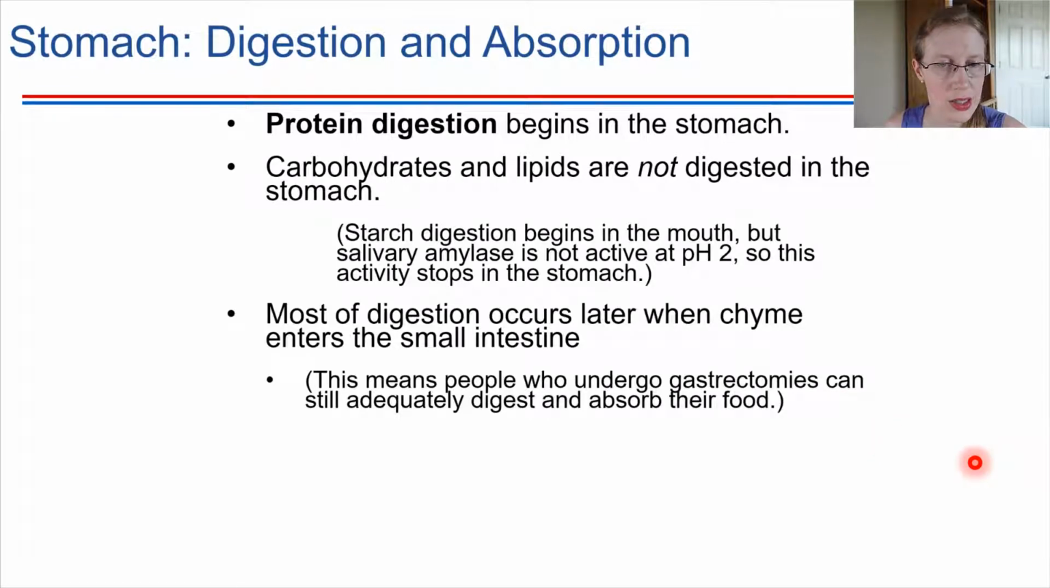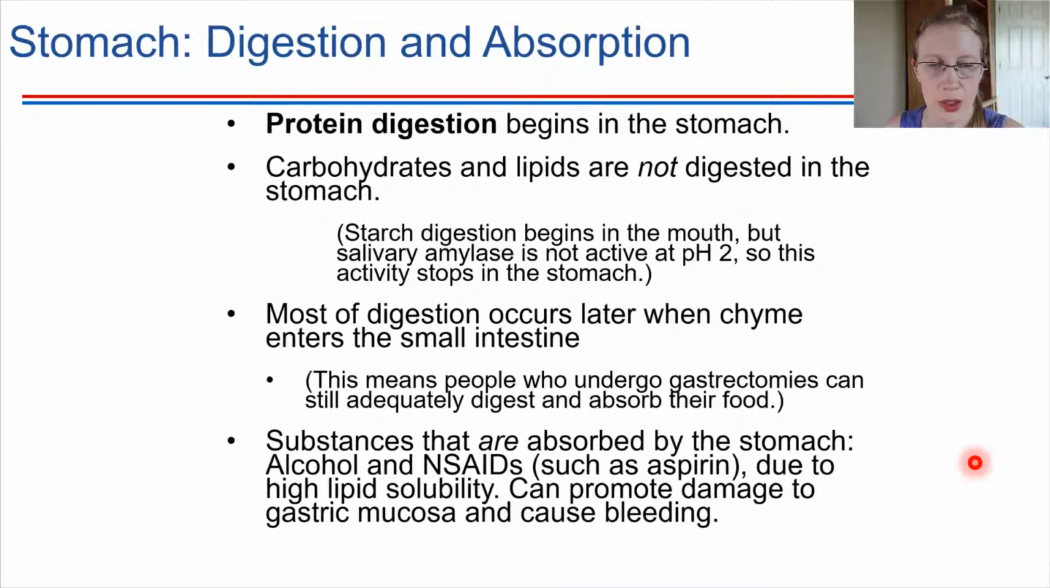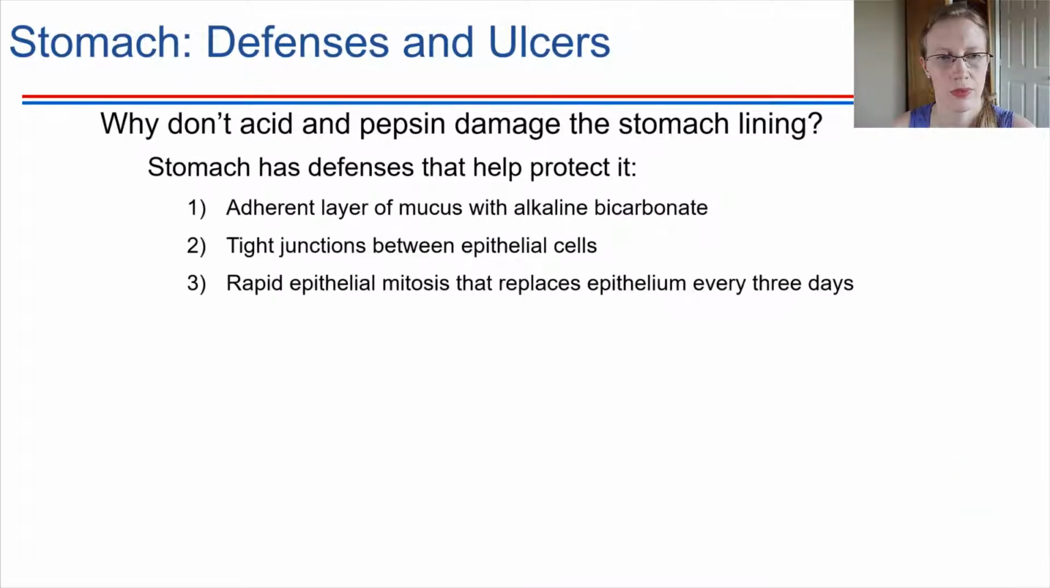The one thing that is absorbed by the stomach is molecules that have high lipid solubility, and that includes things like alcohol and also some drugs, non-steroidal anti-inflammatory drugs like aspirin and ibuprofen. Those are substances that can be absorbed through the stomach, and this can end up leading to damage of the lining of the stomach. This can lead to bleeding if these substances are used long term, so that's why it's important for use of them to be in limited amounts.